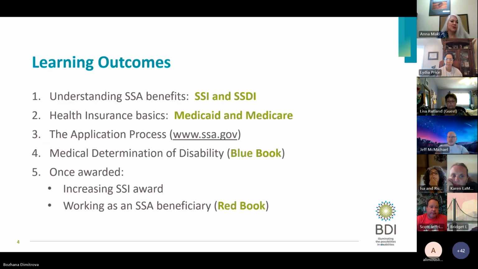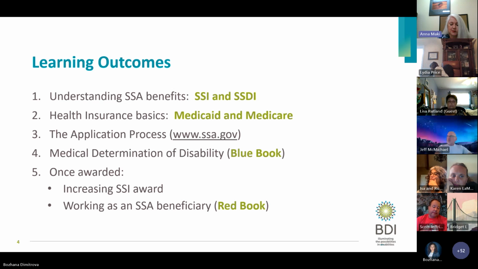Next slide. So, what do we want to do today? I think we'll do a lot if we can cover these basic areas. So, first, I want to make sure that you have an understanding of Social Security benefits. What's the difference between supplemental security income and Social Security disability insurance?